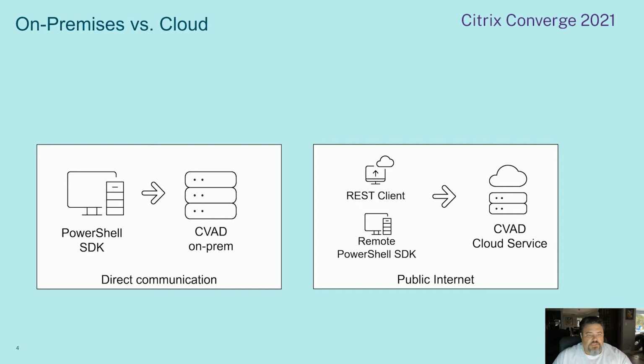So what are the big differences between our SDKs on-premises and cloud? For one, CVAD on-prem only allows you to connect with our PowerShell SDK. This SDK has the cmdlets that allow you to run and create scripts. It provides direct communication, whereas our CVAD cloud service uses our REST APIs, which allow you to connect from any REST client or using our remote PowerShell SDK. And here are some comparisons to help you with that.